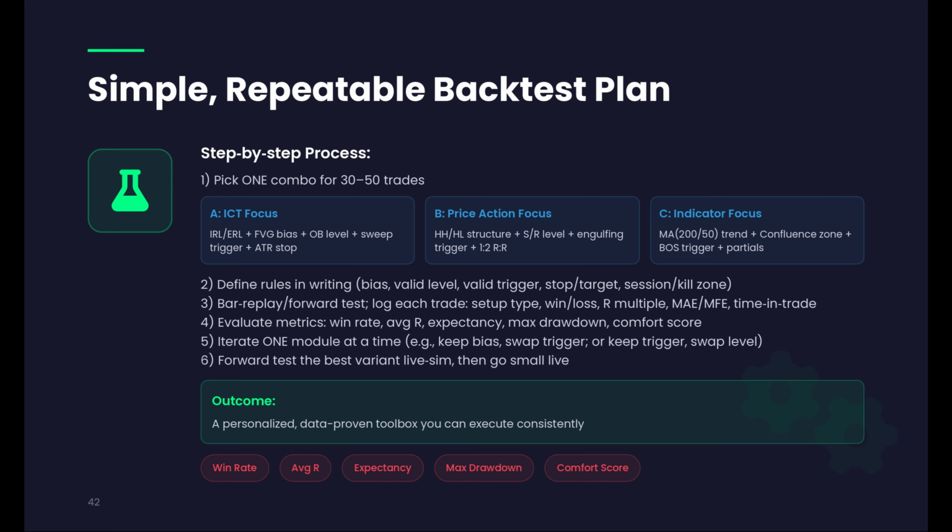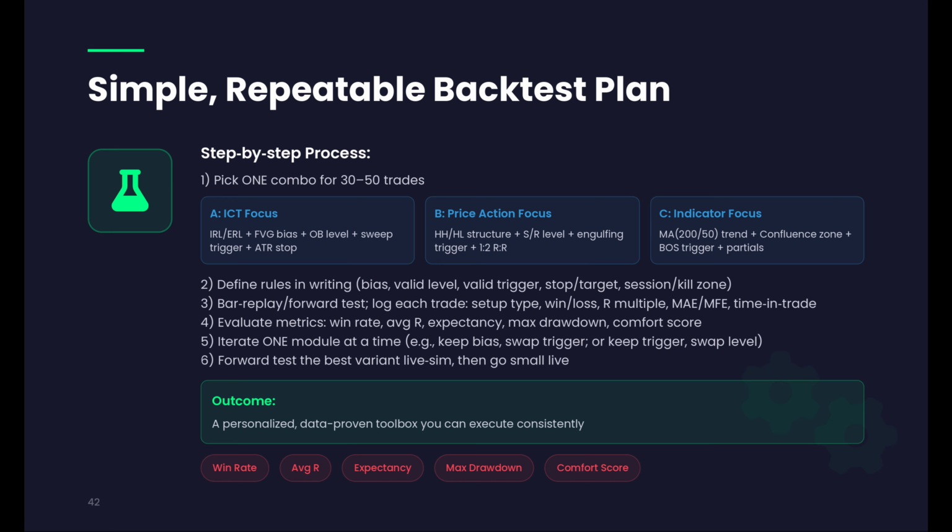What qualifies as a valid level? If you're using support and resistance, how many touches are required? How old can the level be? If you're using order blocks, what makes one valid versus invalid? Be specific. What exactly is your valid entry trigger? If it's a candlestick pattern, define the pattern's characteristics precisely. If it's a liquidity sweep, how far must price move beyond the level before reversing? If it's a break of structure, which time frame structure must break?